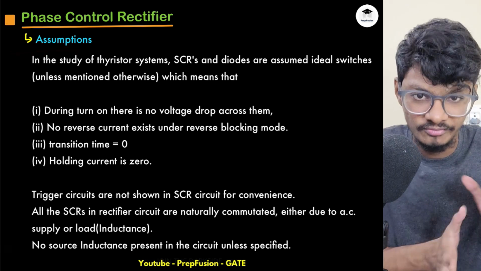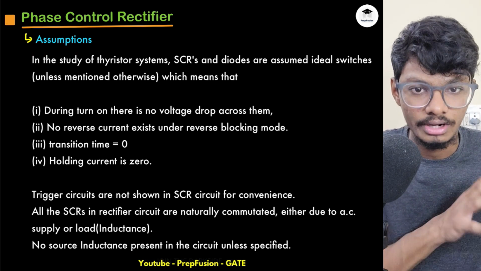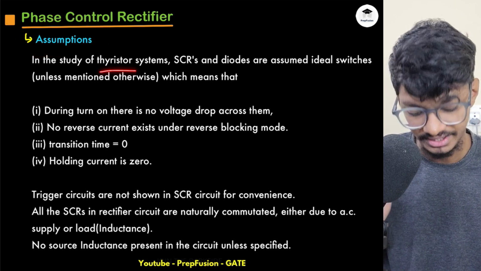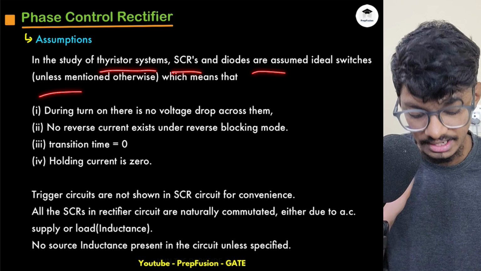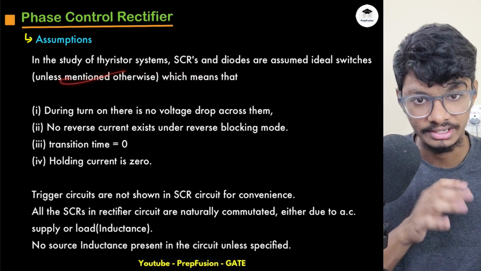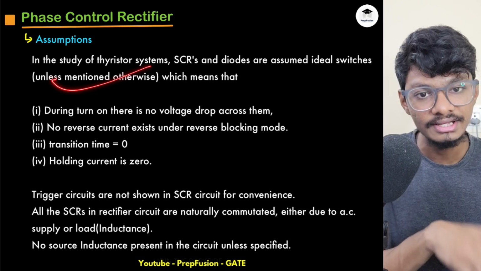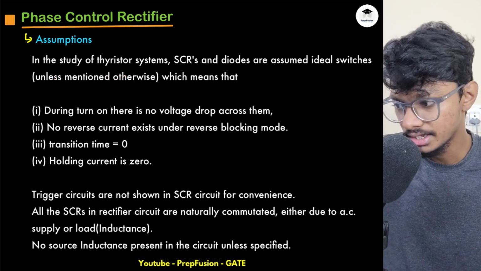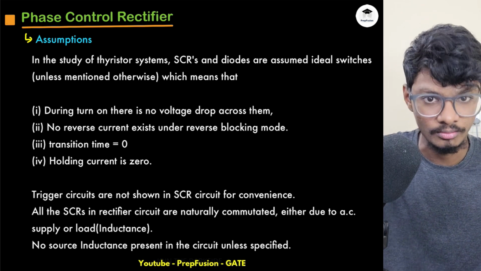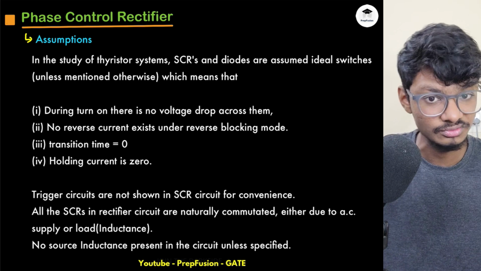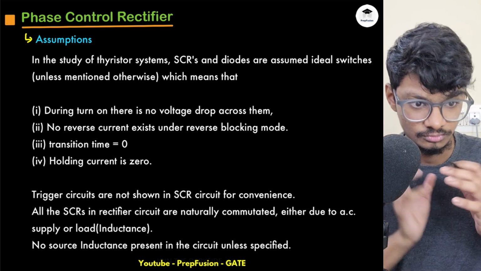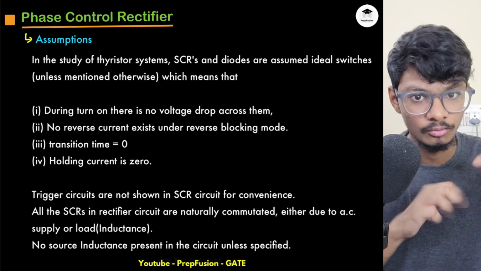Before analysis of phase control rectifiers, we need to take a few assumptions. In the study of these AC systems, SCRs and diodes are assumed to be ideal unless mentioned. It would be very hectic for us if we assumed them non-ideal and analyzed the circuit. First we'll assume them ideal and analyze the circuit. Then we can integrate the non-idealities and study what effect they cause to our output. Just like a transformer, first we study the ideal transformer, then the practical transformer. First we do the simple things, then slowly make it more complex.